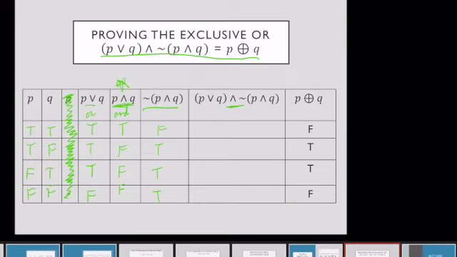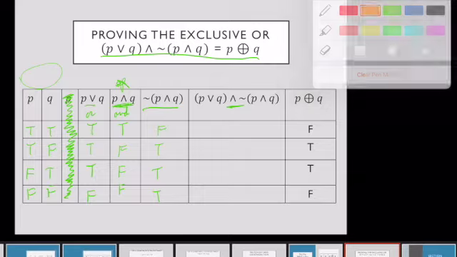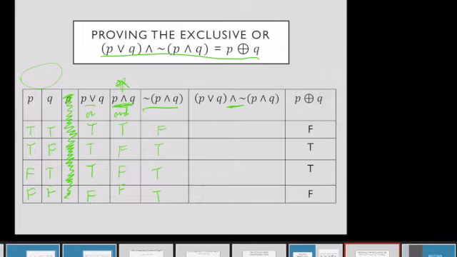Now I have and. So I need both of them to be true. It's only true if both of them are true. So here, I'm not looking over here, right? I need to look at these two columns: P or Q and not P and Q. These are the only two columns I'm looking at. So true and false gives me a false. True and true gives me a true. True and true gives me a true. And false and true gives me a false. So as you can see, we figured it out. We have proved the exclusive or.